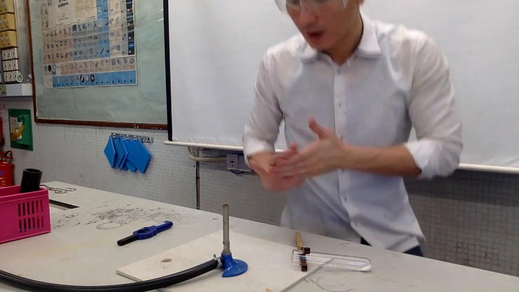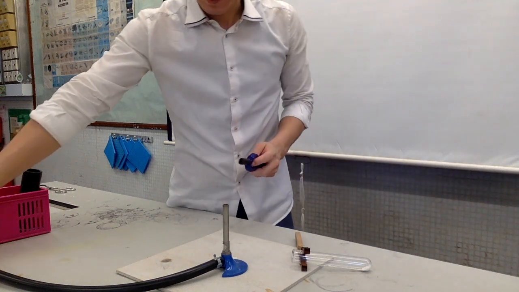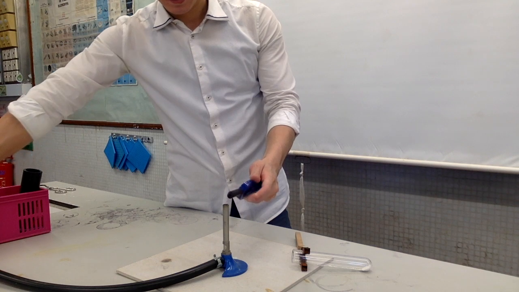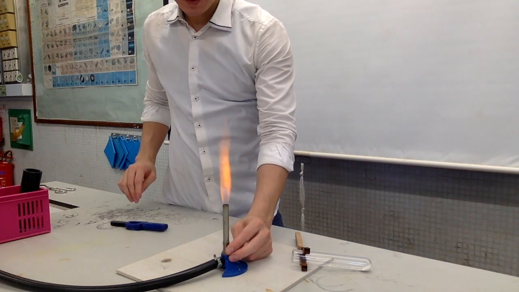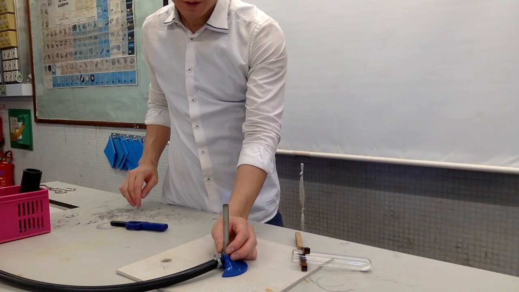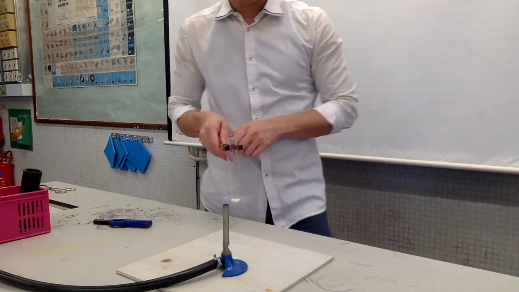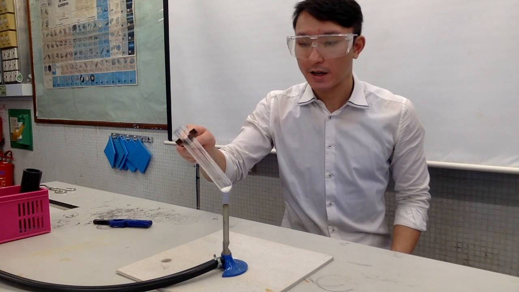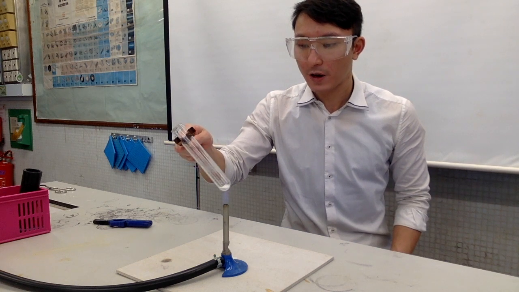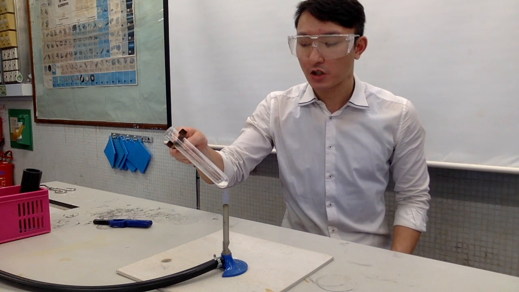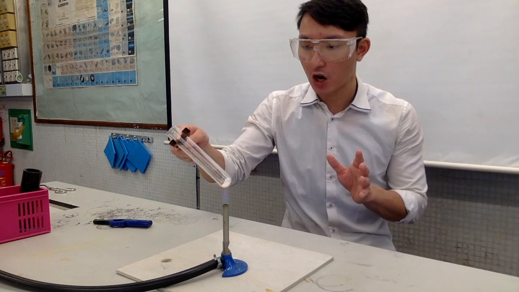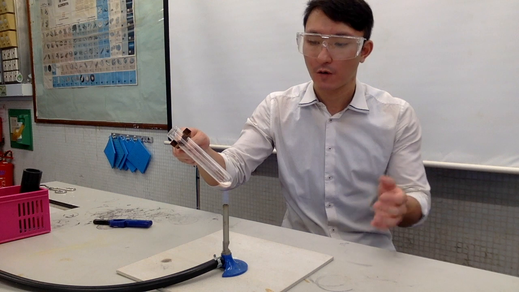And then we need to light up a Bunsen burner. Turn it into a blue flame. And what we're going to do next is to heat it. Okay, heat it under the Bunsen flame. Now, according to the menu, we have to heat it for 15 minutes. So, yeah, let's just heat it for 15 minutes.